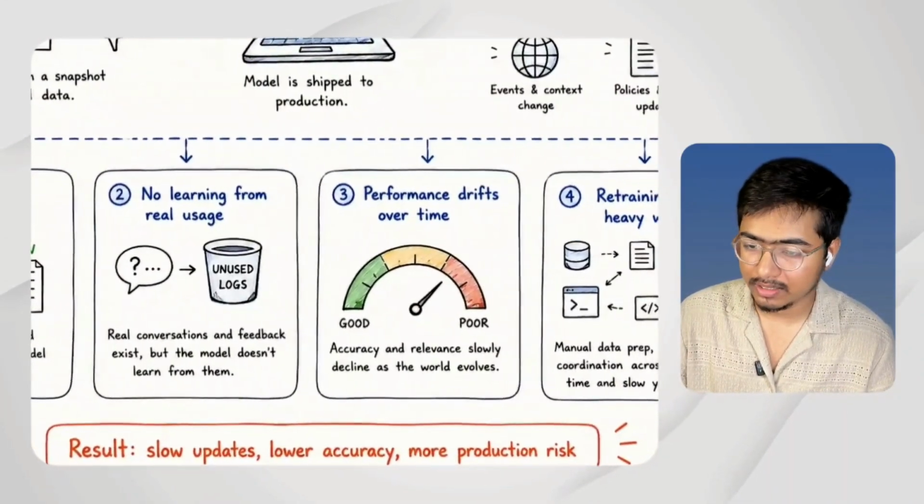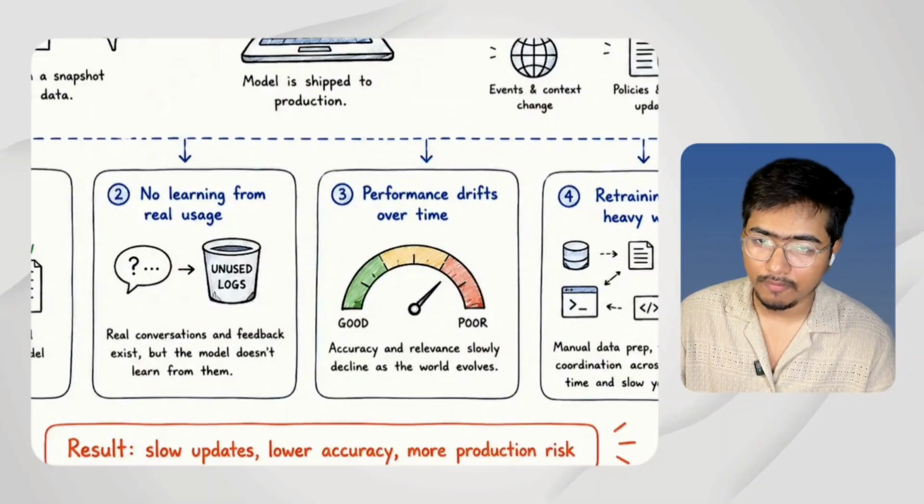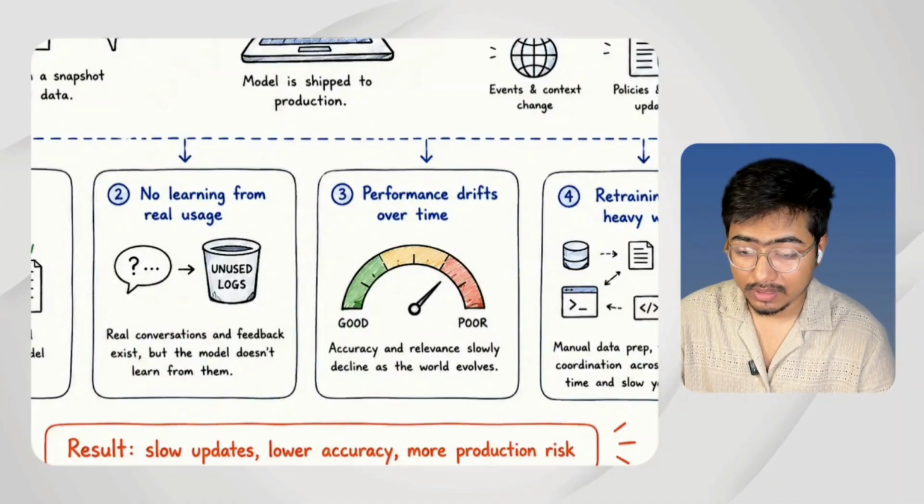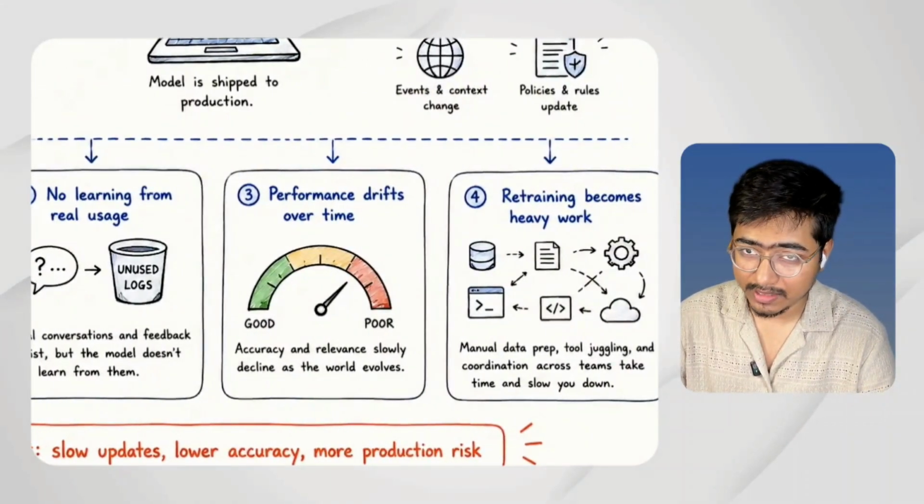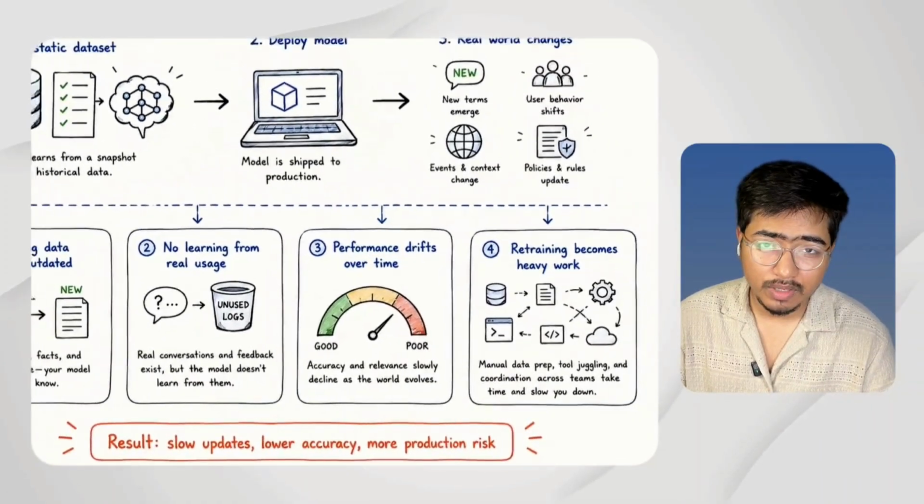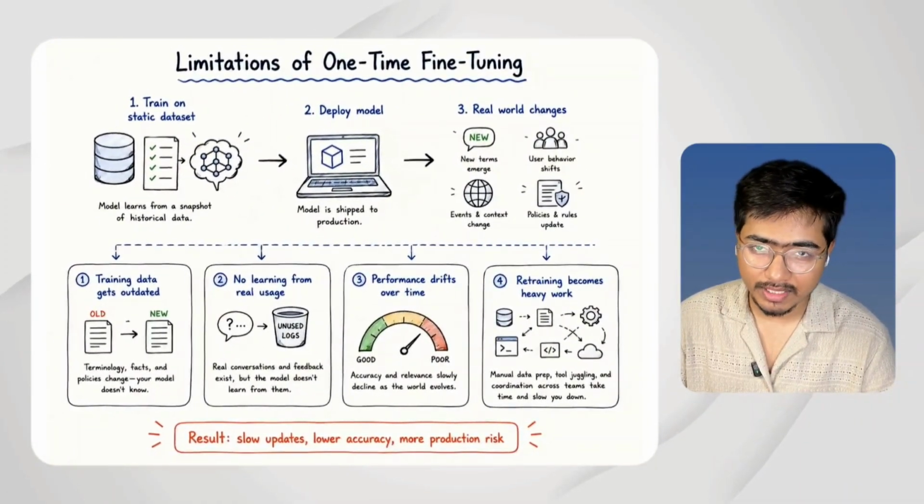And the model is not learning from the real uses. The model is not improving because you have fine-tuned it once and it's done. It's not updating itself. Then with time, the accuracy drops, and the relevance also declines in real world use. And if you want to improve models, you might be passing lots of context, lots of data externally to that API call that you're making to the model. And that is a ton of workload.